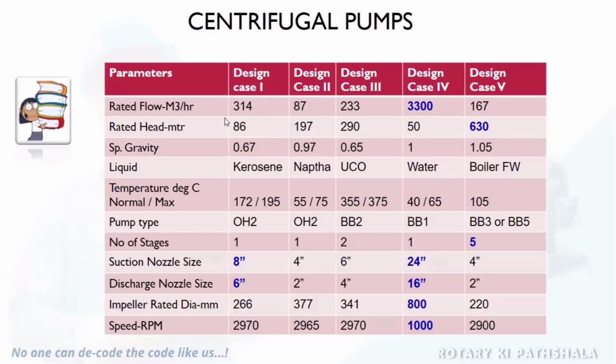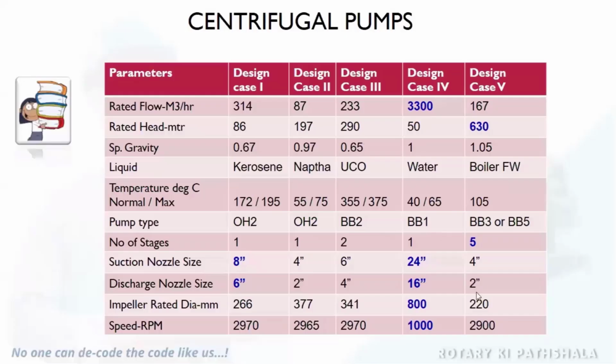So what is the major impact? Here the flow is increased significantly. So neither this OH2 nor BB2 pump can handle this large flow. Here it is a BB1 pump. So in this design case, since the flow rate is significantly high, neither OH2 nor BB2 is sufficient. So we have another configuration available to use, which is a BB1 pump.